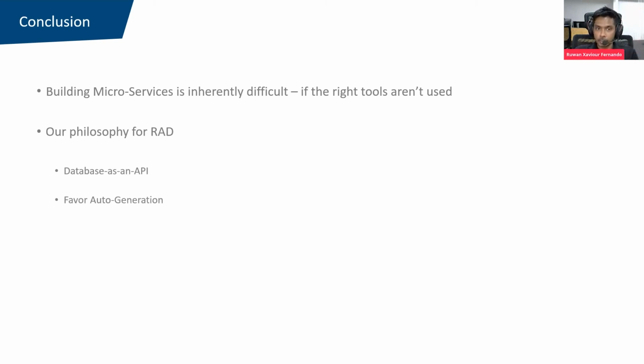And summarizing our philosophy is to use the database as an API, where we expose directly the database schema through our GraphQL API, and we focus heavily on auto-generation and having performance as the default option, where you don't have n+1 problems, for example, and you have very performant APIs out of the box.